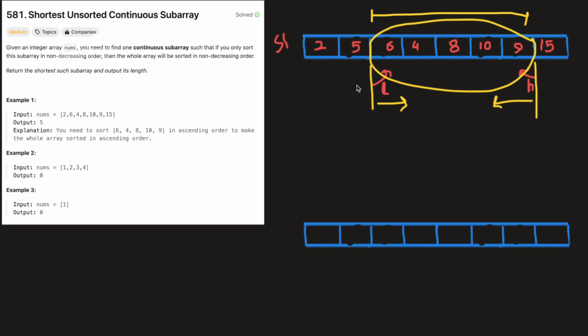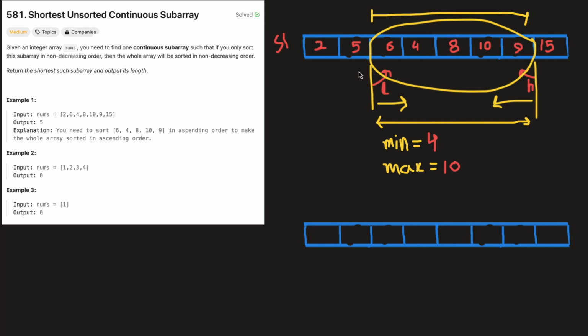Okay, so that's why now what we will do is that inside this unsorted part we'll try to find the minimum value. Here we clearly know that out of 6, 4, 8, 10, 9, 4 is the minimum, so our minimum is 4, right? And what is our maximum? Out of 6, 4, 8, 10, 9, 10 is our maximum, right?